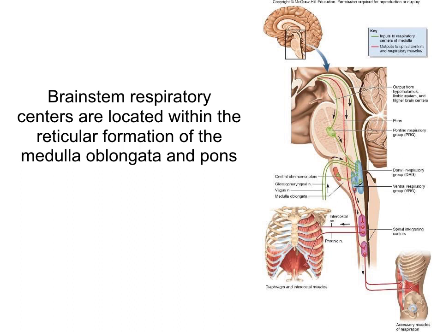Now, we're going to use some brainstem respiratory centers that are located in the reticular formation of your medulla oblongata and your pons in order to regulate respiration, in order to regulate breathing. What we're going to start with is by talking about your respiratory rhythmicity centers, which are located in the medulla oblongata.